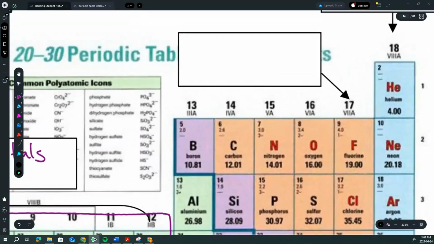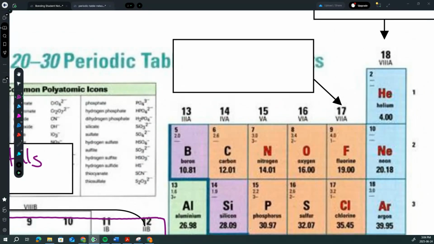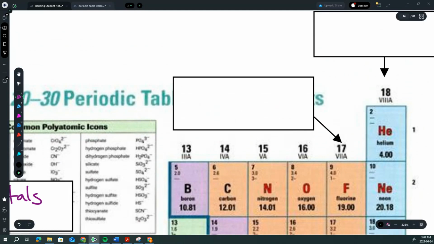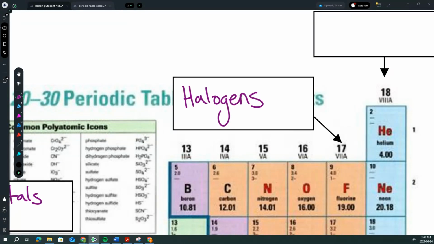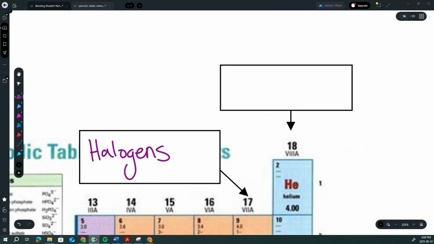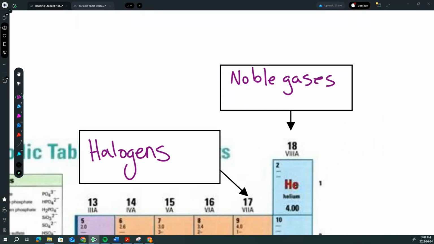Okay. Now, group 13, 14, 15, and 16, they don't really have a name, so that's why we're skipping over them. Group 17, as we said before, those are our halogens. And group 18, those are called our noble gases, or sometimes people call them inert gases.